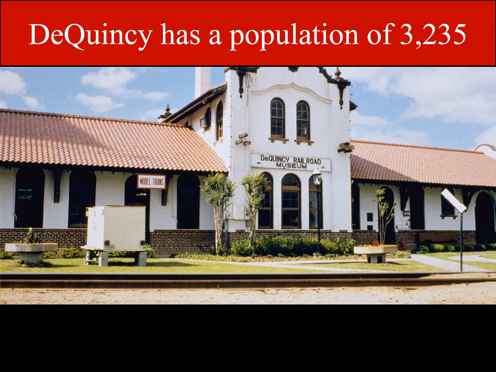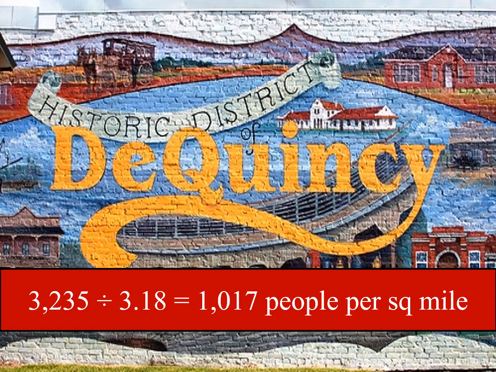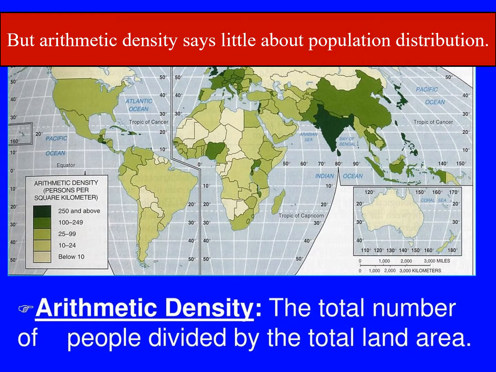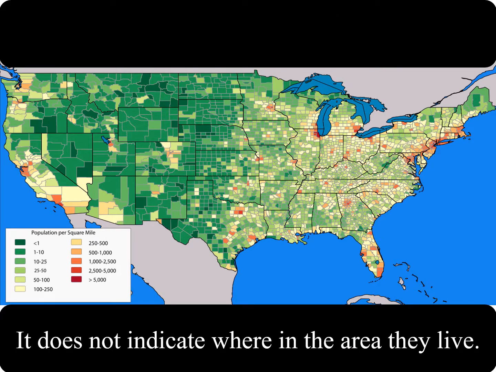For example, DeQuincy, Louisiana has a population of 3,235 people. The land area is only 3.18 square miles, which means their arithmetic density is 1,017 people per square mile, which is very dense. So while arithmetic density tells us the total number of people by land area, the problem is it tells us very little about population distribution, where people actually live within that area. Population density is simply an average number of people overall in an area. It does not indicate where in the area they actually live.